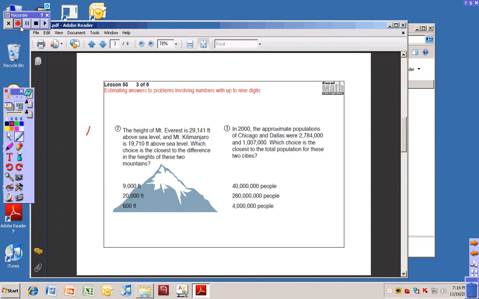So now that we're back on here, you've got two different figures, and it says which is the closest to the difference in heights of these two mountains. So that means we have to do a subtraction problem. This one is the larger of the two numbers, and we could round it to 29,000, but let's go ahead and go all the way to 30,000. Make it nice and easy. And this other number here, we can round that to 20,000. So the difference in these is 10,000. And the closest answer to 10,000 would be 9,000. That should have been the one that you chose.